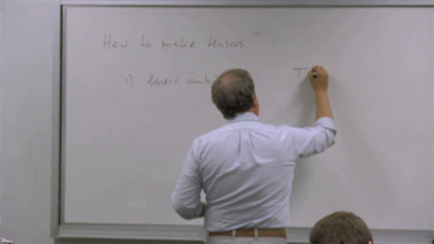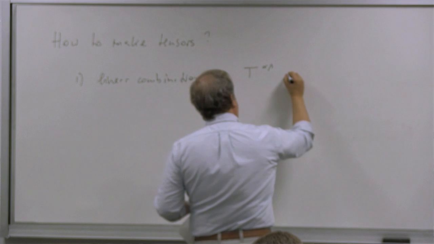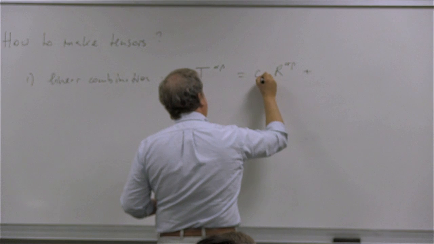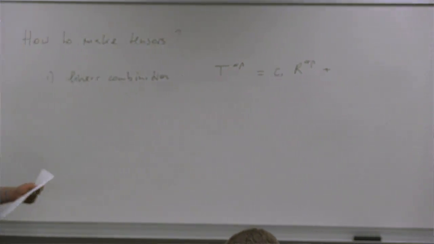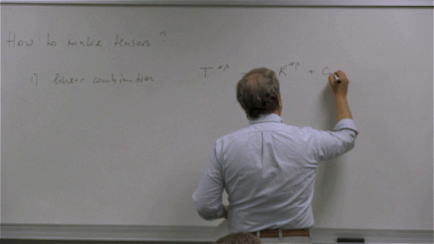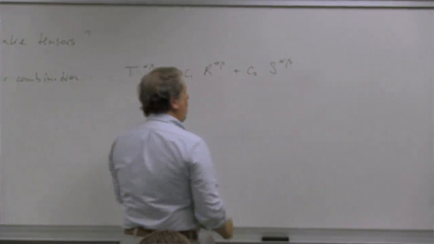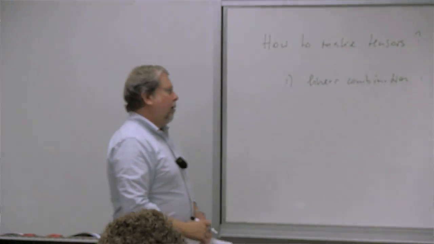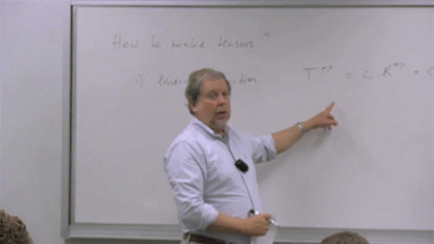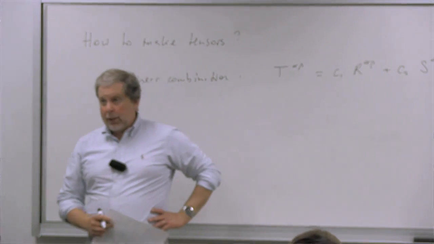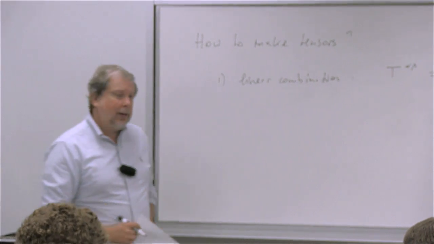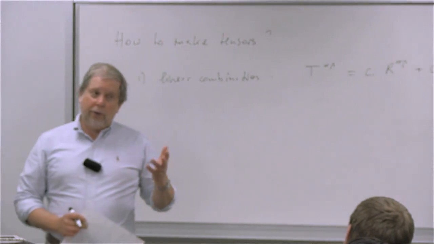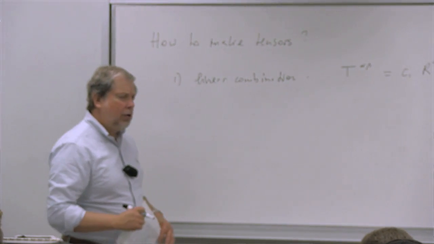So for example, you can take T alpha beta, which is C1 times R alpha beta plus C2 times S alpha beta. Let's call it C1 so we don't confuse it with the indices. So if you have two tensors and you take a linear combination, that will still be a tensor, for the simple reason that you determine whether it is a tensor or not by acting on it with the Lorentz transformation, which is just a matrix. So a linear combination of two vectors is still a vector in three-dimensional space, and here we're in four dimensions, it's the same story. So linear combination is useful.